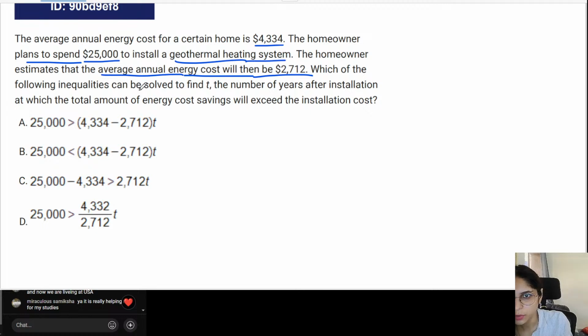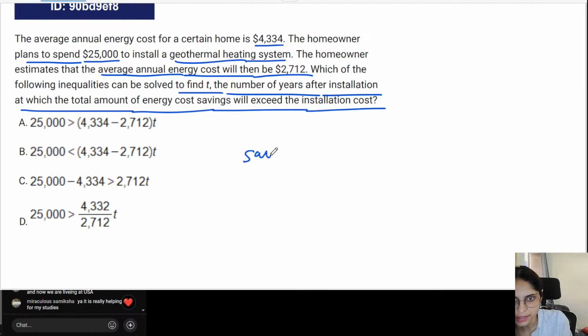Now which of the following inequalities can be solved to find T, the number of years after installation, at which the total amount of energy cost savings will exceed the installation cost? So our inequality is that savings exceed means savings should be greater than the cost. Which cost? Installation cost. What is the installation cost? It's 25,000 because that's what they're spending on installing.